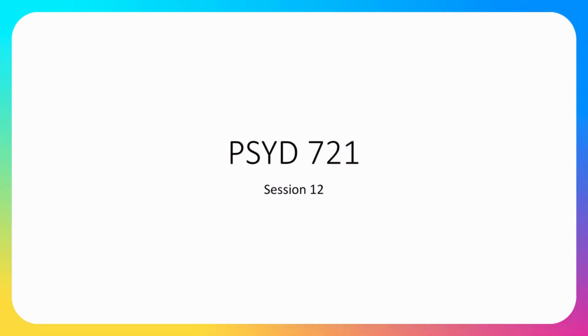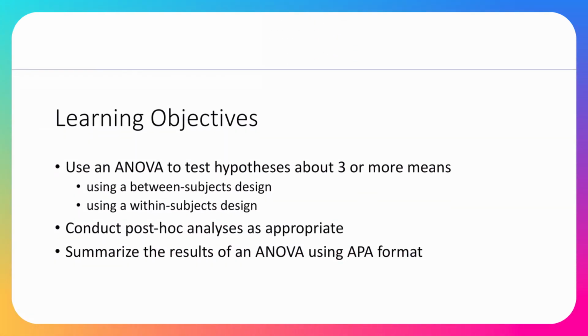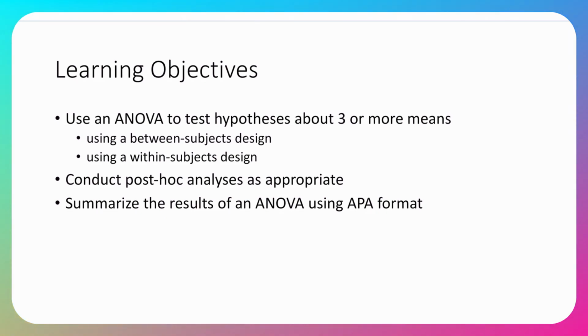So welcome to our last asynchronous class. And in this session, we're going to learn how to use an ANOVA to test hypotheses about three or more means. Now, there's two kinds of ANOVAs. One is called a between subjects design, and one is called a within subjects design.